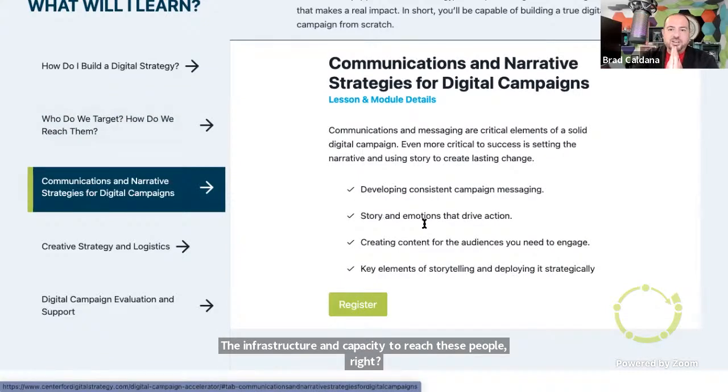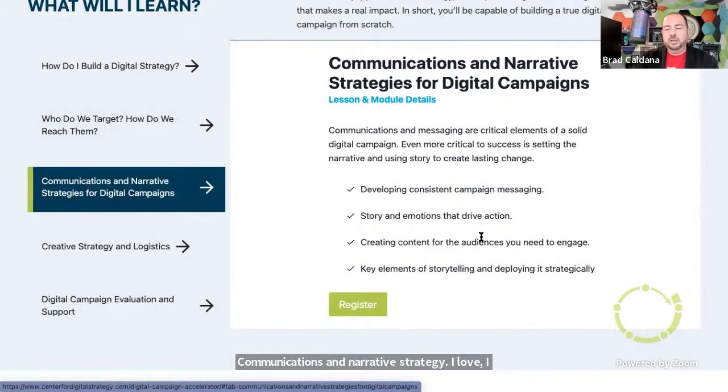Communications and narrative strategy. I love talking about storytelling. When I talk about places organizations can scale and do more, it's storytelling, so much storytelling, creating content to engage folks. This is a super important part of running a digital campaign: thinking about how story is going to be part of that. Because it's not just a series of tactics. It should be moving people through a flow of engagement.